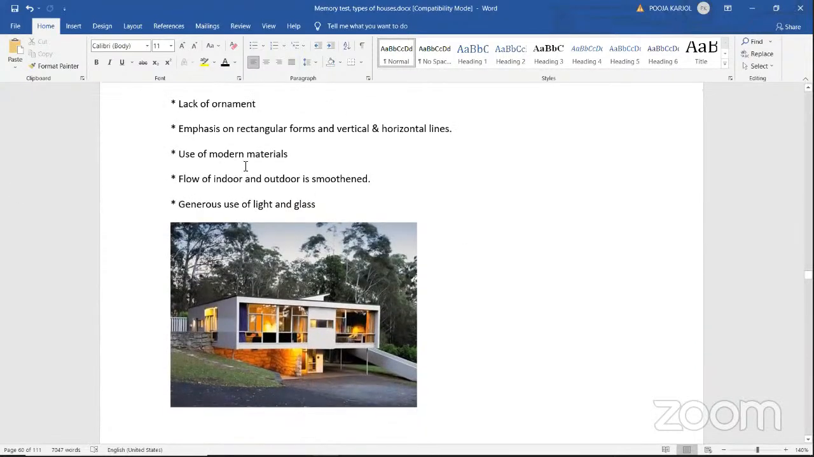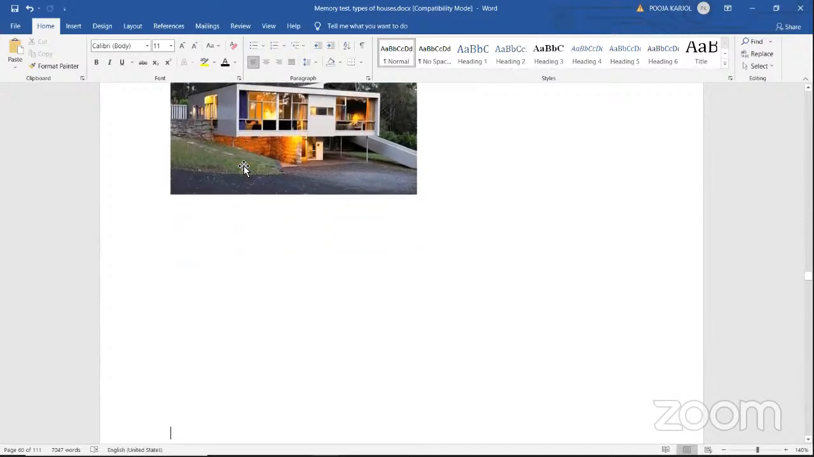Modern, lack of ornament. In any modern one you see, the lack of ornaments is very visible. Emphasis on rectangular forms and vertical and horizontal lines. Use of modern materials. Flow of indoor and outdoor is smoothened. Generous use of glass and light.